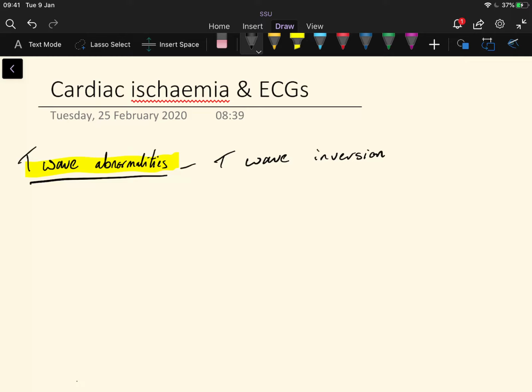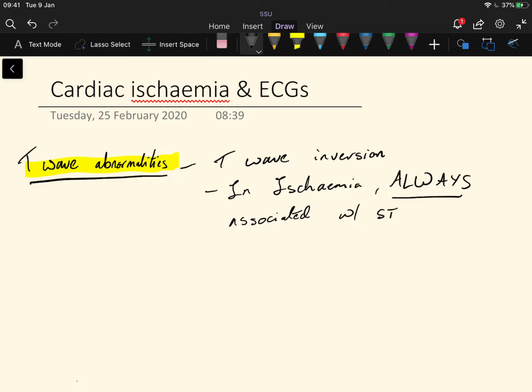So the key point to understand and recognise T-wave inversion due to ischemia is that in ischemia, it's always associated with ST changes. And that can be either depression or elevation.